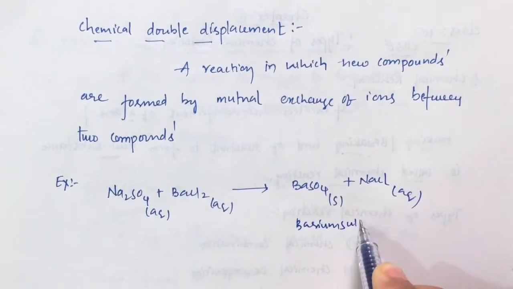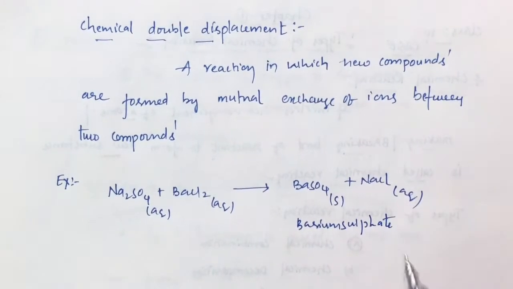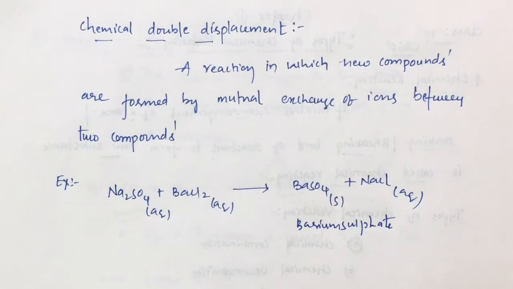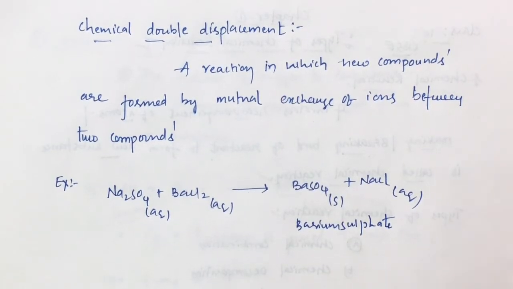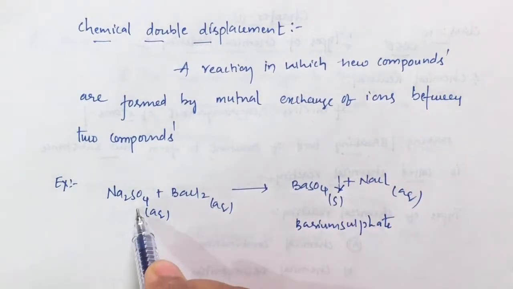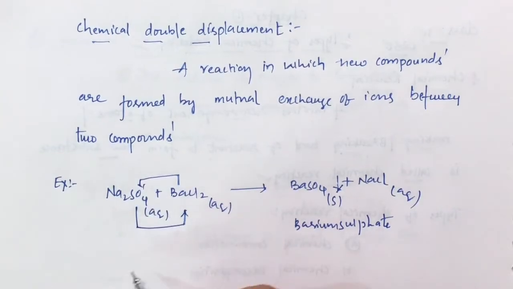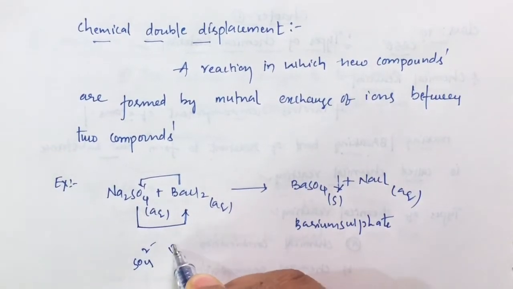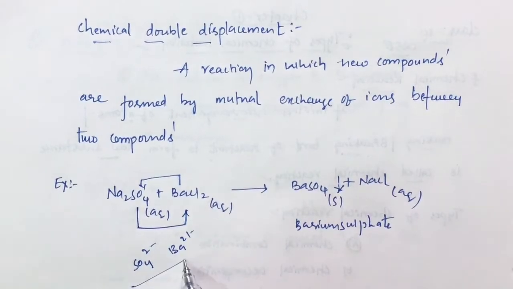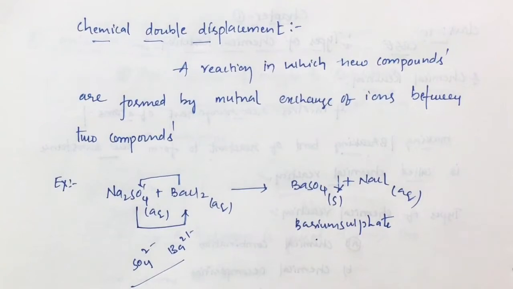So this is a precipitate. Any reaction that produces a precipitate can be called a precipitate reaction. During this reaction between sodium sulfate and barium chloride, the white color precipitate is formed due to the reaction between barium and sulfate. Sulfate is a dianion and barium is Ba2+. There will be a reaction between Ba2+ and SO4 2-. It gives you barium sulfate. This is about chemical double displacement.